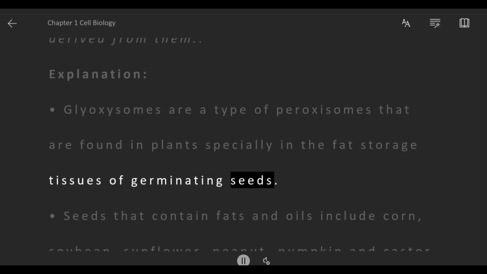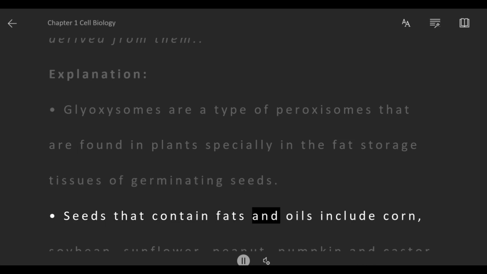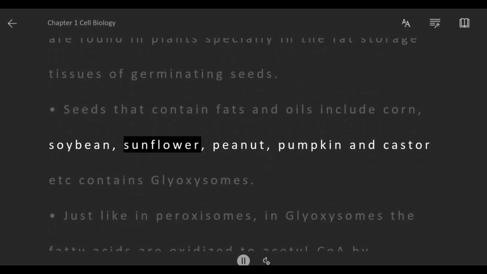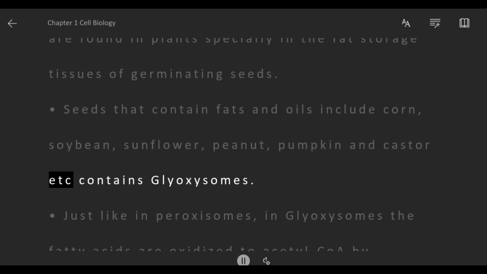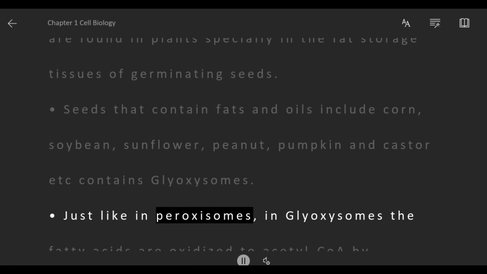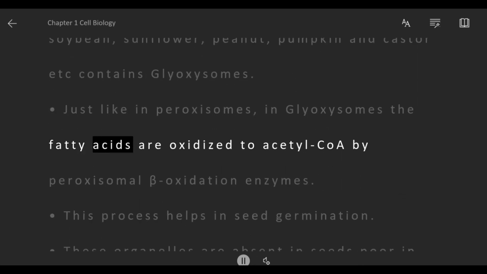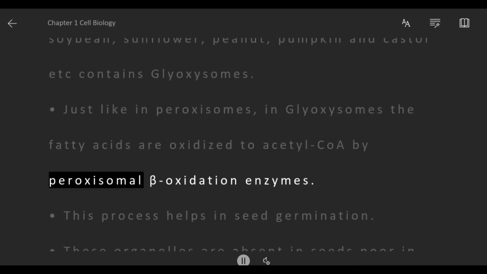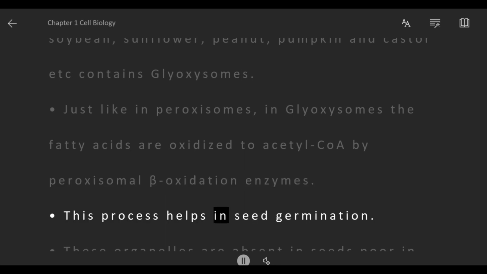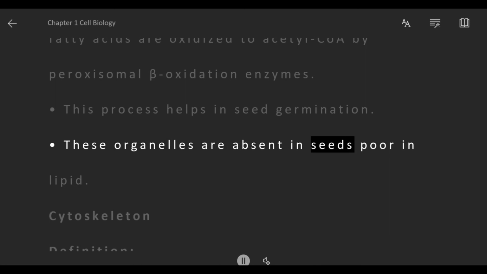Explanation: glyoxysomes are a type of peroxisomes that are found in plants, especially in the fat storage tissues of germinating seeds. Seeds that contain fats and oils include corn, soybean, sunflower, peanut, pumpkin and castor, and contain glyoxysomes. Just like in peroxisomes, in glyoxysomes the fatty acids are oxidized to acetyl-CoA by peroxisomal beta-oxidation enzymes. This process helps in seed germination. These organelles are absent in seeds poor in lipid.